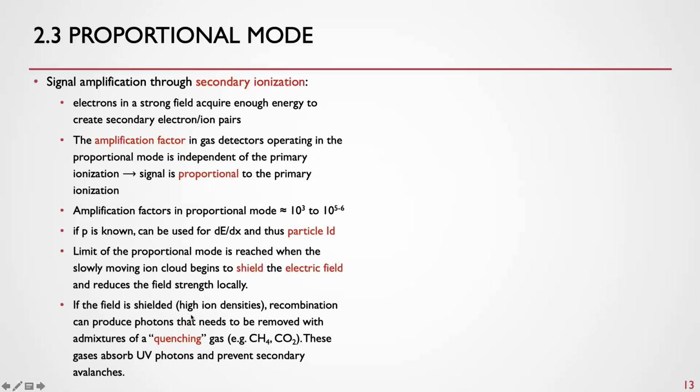and hence usually the gas is mixed with a so-called quencher. A quenching gas is mixed to it, for example, methane or CO2. Those molecules are highly effective in absorbing photons. That's the purpose.